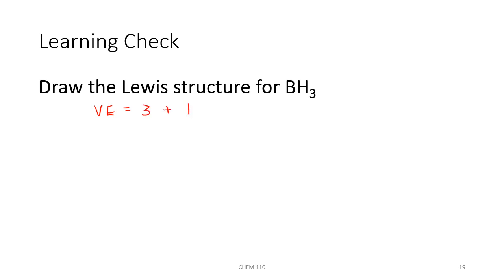Hydrogen's in group 1A, so it has 1, and we have 3 hydrogens, so 1 times 3. Our total valence electron count will be 6. Our boron is our least electronegative atom. It's actually less electronegative than hydrogen, so it's going to go in the center. And then for our skeleton, we surround our boron with 3 hydrogens.